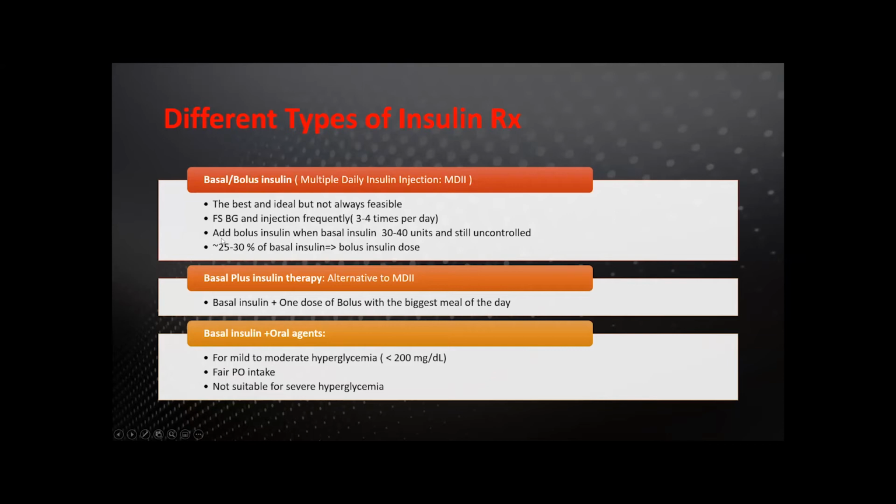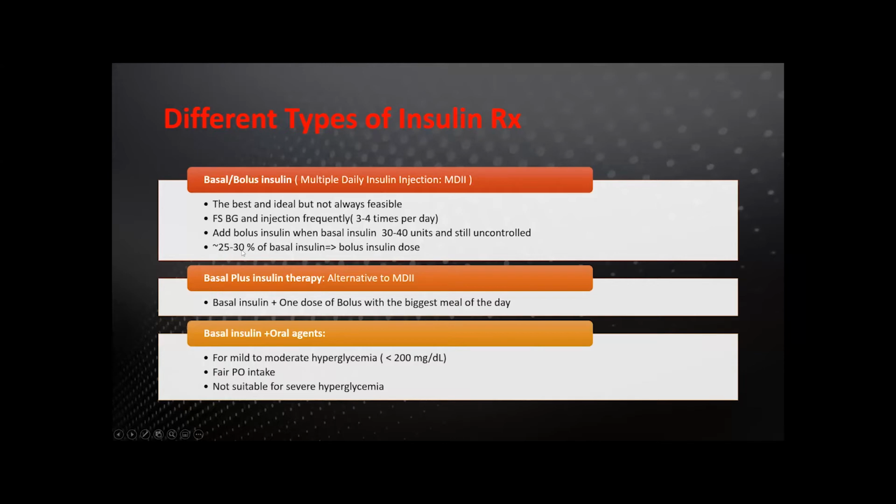So in what situation in this patient, like in the previous patient, do you start with the basal insulin? In what situation are you going to add the bolus? Please consider adding the bolus insulin, which is a short-acting insulin, whenever the basal insulin is 30 to 40 units. If your sugar is still uncontrolled and the basal insulin is 30, 40 units already, that means basal insulin alone is not enough. So you have to add the bolus.